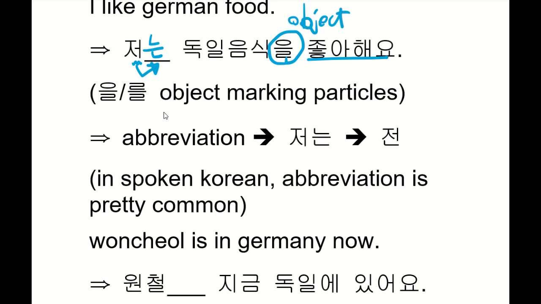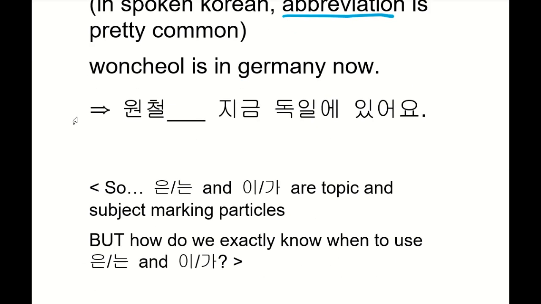By the way, 저는 is I with the topic marking particle. It can be abbreviated to 전, a shorter form. In spoken Korean, like any other language, abbreviation is pretty common. Okay, so 저는 can be shortened to 전. Okay, and then next one.